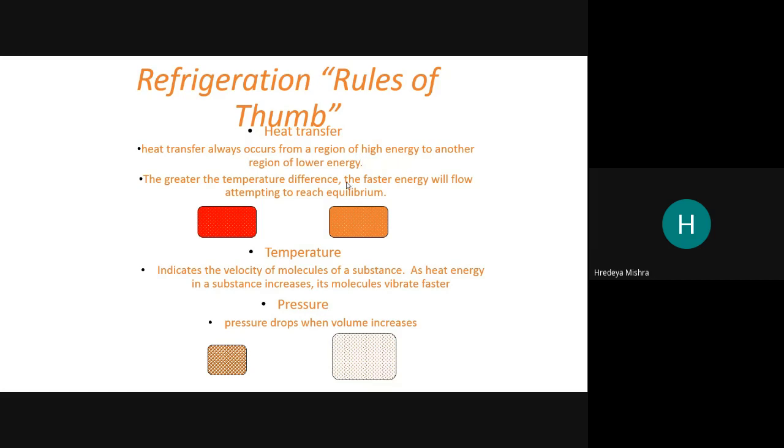Temperature indicates the velocity of the molecules of a substance. As heat energy in a substance increases, its molecules vibrate faster. And now, pressure drops when volume is increased. Pressure and volume are inversely proportional to each other. If pressure is decreased, volume is increased. If volume is decreased, then pressure is increased.